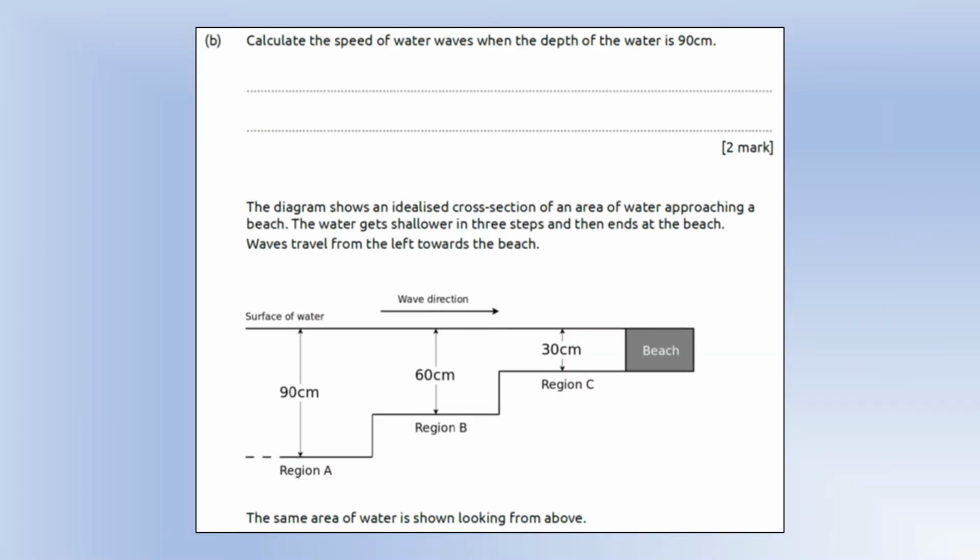Calculate the speed of water waves when the depth is 90 centimeters. So we basically just need to plug into the equation, but convert into meters, and that gives us a speed of 3 meters per second because that's root of 9.